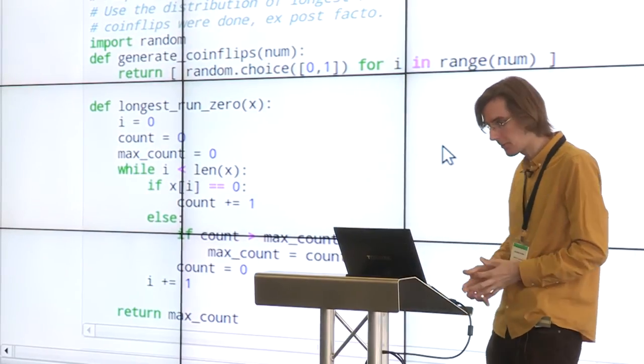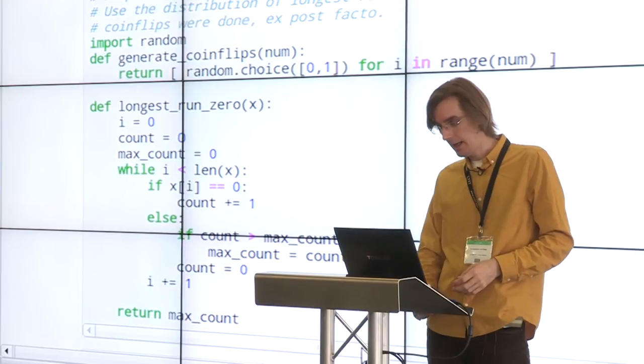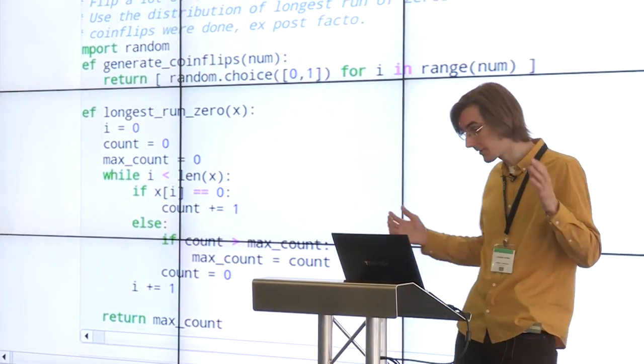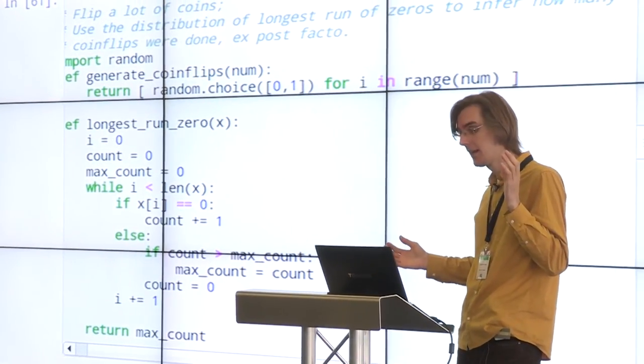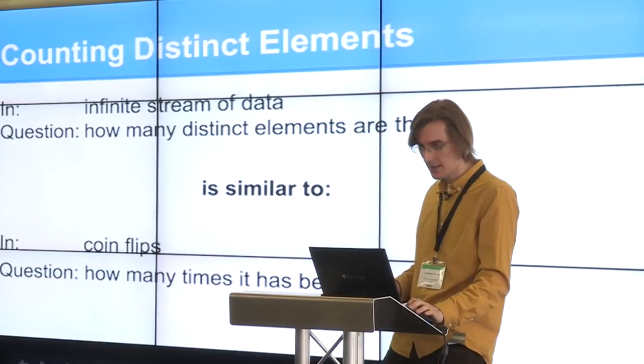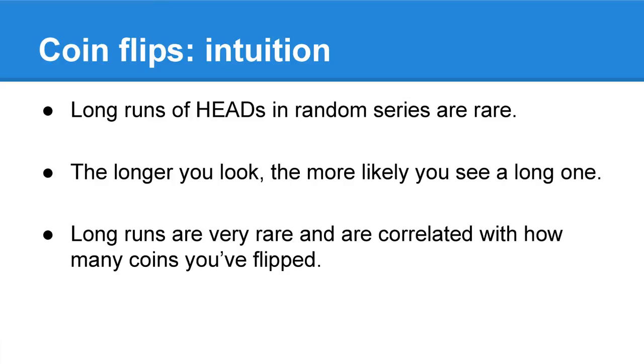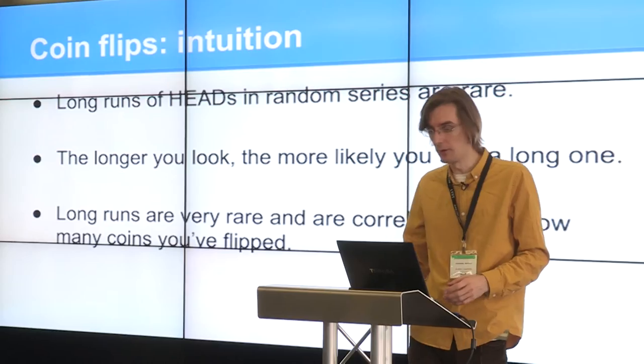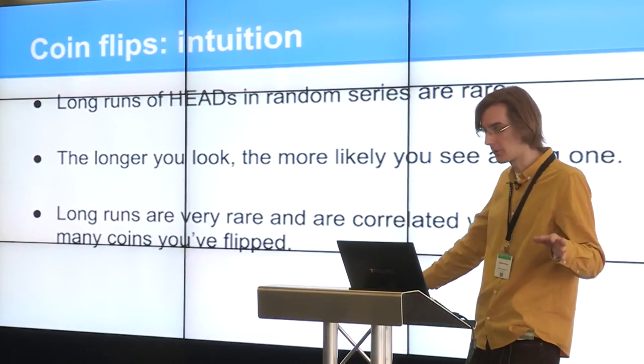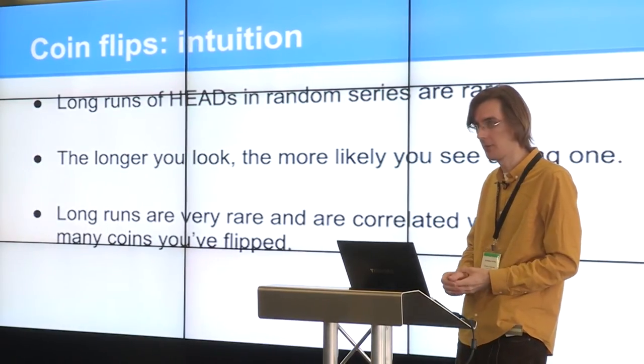So we are flipping lots of coins, and the longest run of zeros actually correlates with the count. I have intuition here: long runs of heads are very rare. If you flip a coin and get a head 10 times in a row, that is rare. But the longer you look, the more likely you will be able to see one.